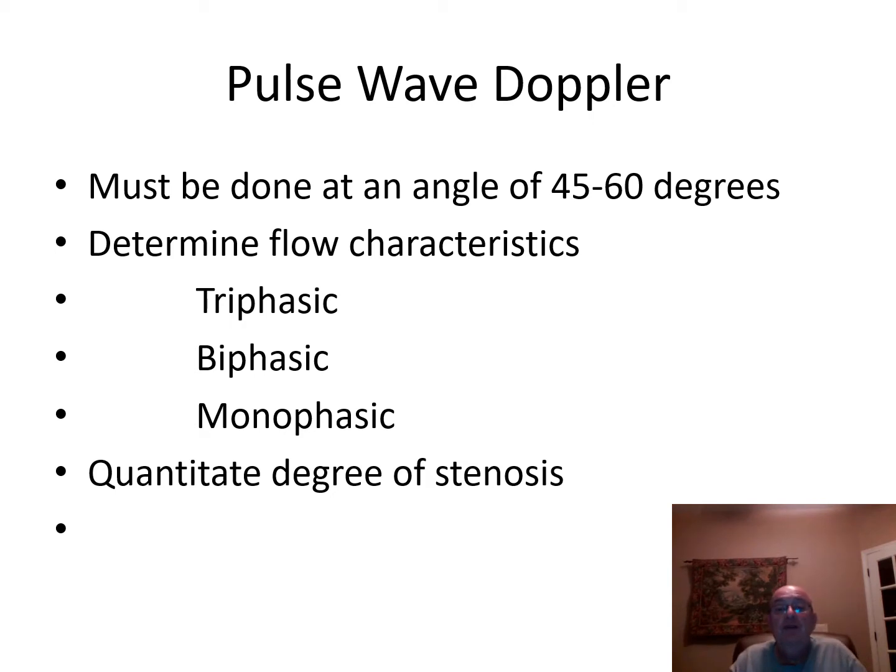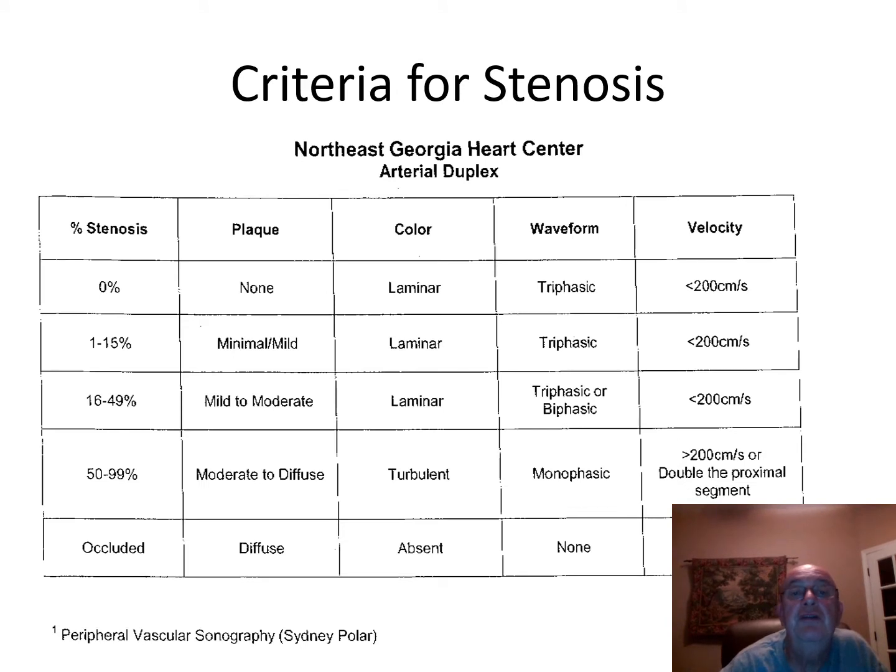Our spectral signals are, again, analyzed much like they are in any other area. We look at them based on their phasicity, multiphasic versus monophasic, but we also quantitate the degree of stenosis from the duplex imaging as well. Obviously, much like carotid, we have velocity charts that'll demonstrate to us velocity changes that indicate hemodynamically significant stenosis. This is our current diagnostic criteria.